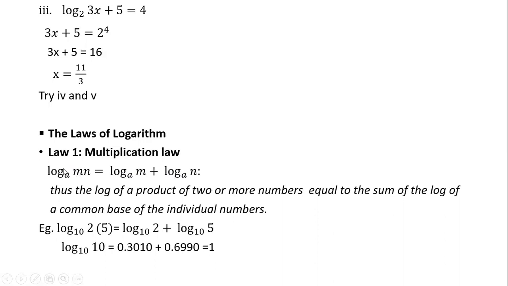And they're all having the same base, so we have the common base. Hence, it's like we are not distributing this base to the m and n. So it becomes log base a of m plus log base a of n. So that's the log of a product of two or more numbers equal to the sum of the log of a common base of the individual numbers.